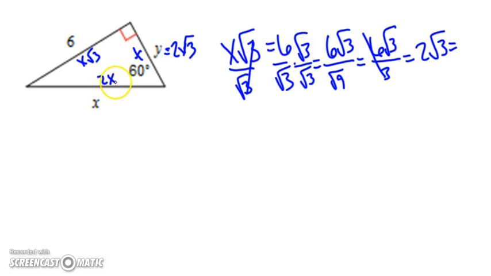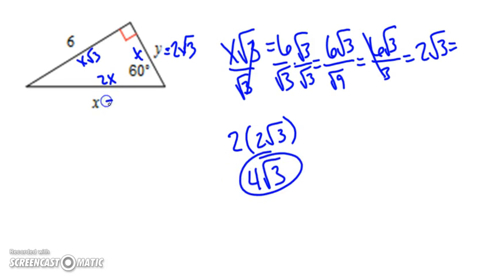Now that we have our x, we're going to go over to the hypotenuse, and we're going to multiply x by 2. So 2 times 2 radical 3. For these, we multiply what's on the outside. We don't have anything to multiply on the inside, so our hypotenuse is going to be 4 radical 3.